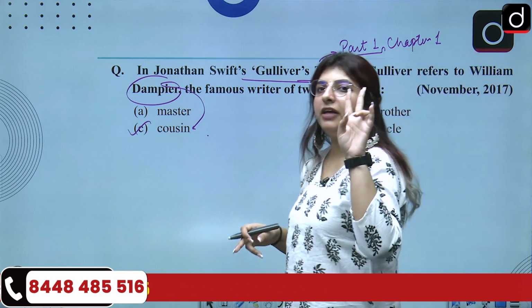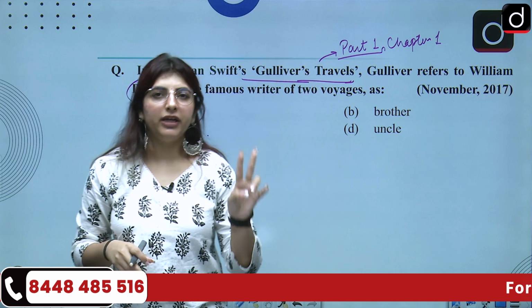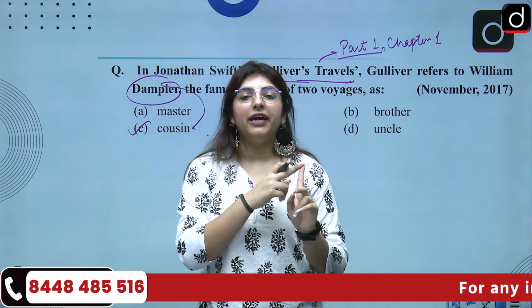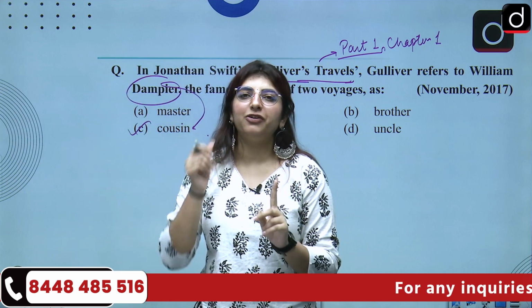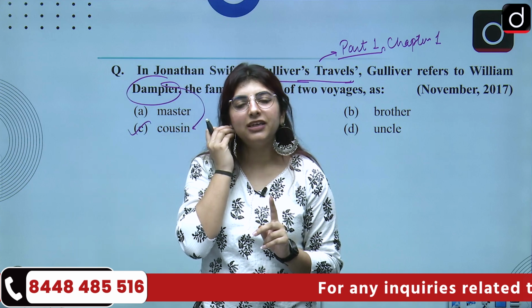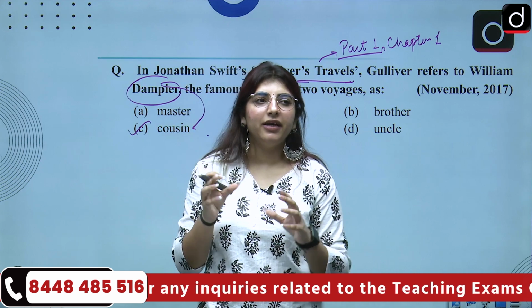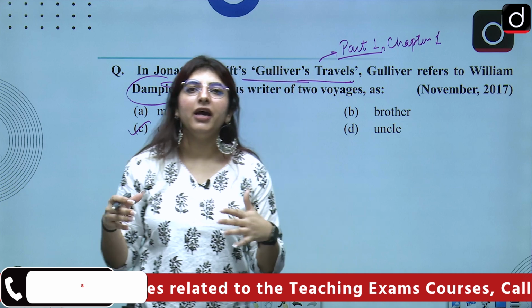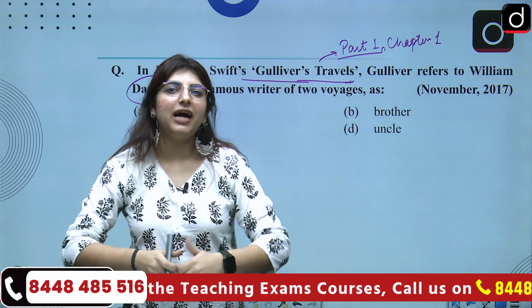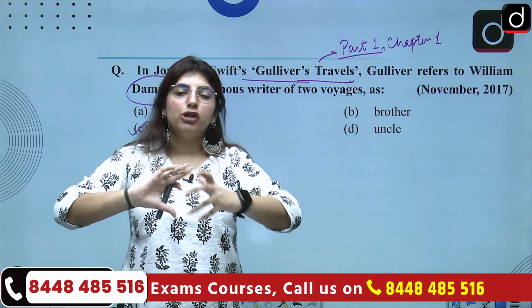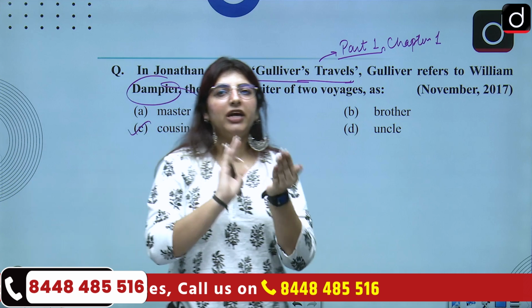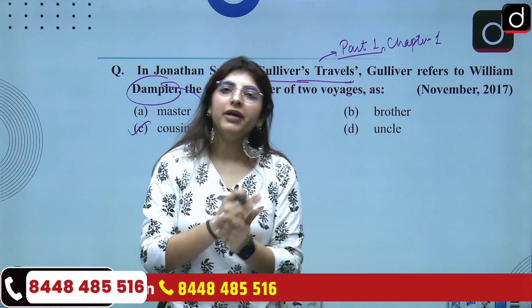So William Dampier ne do main voyages jo thi wo kari thi, right? And that is why now Gulliver is traveling to different parts of the world. He is also going on certain voyages, right? So that is why he is saying ek common line draw karke ki I am also an explorer just as Dampier was, right? So that in that way he is trying to draw a parallel and call him his cousin.